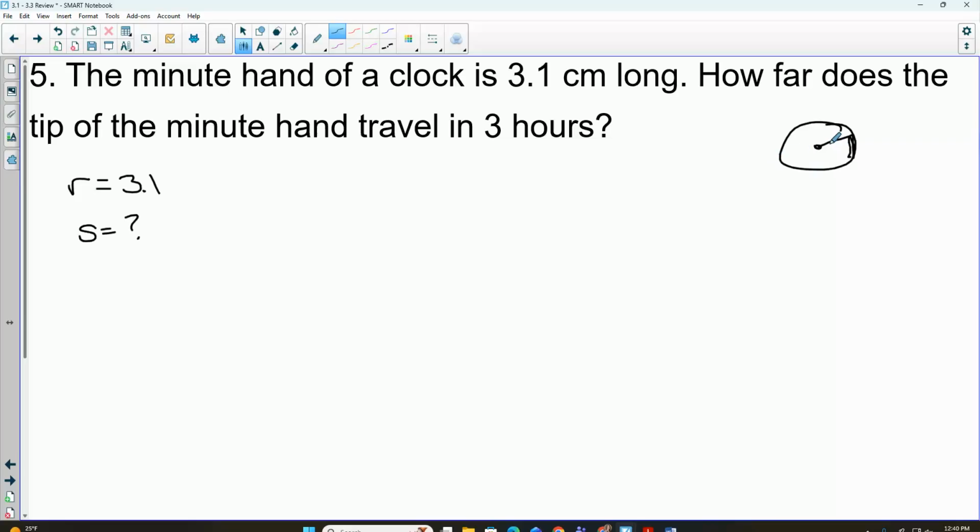Think about a clock. Every hour, what does the minute hand do? Okay, how far is that? 360 degrees, but we know all of these formulas require us to use what? Radians. So how would I convert that into radians? 2 pi. So this is giving me my angle. Since it's 3 hours, it goes around 3 times, so I just do 2 pi times 3. So my angle is 6 pi.